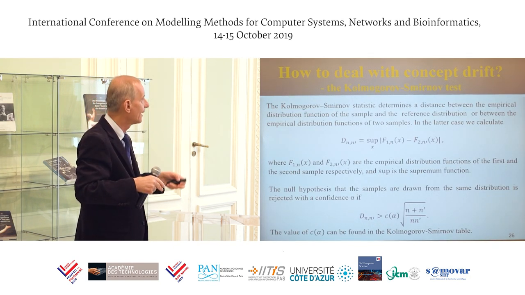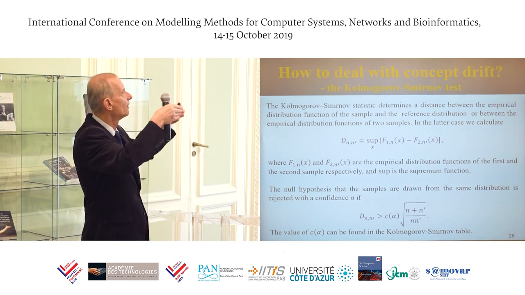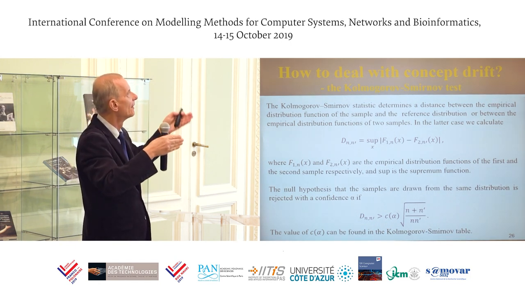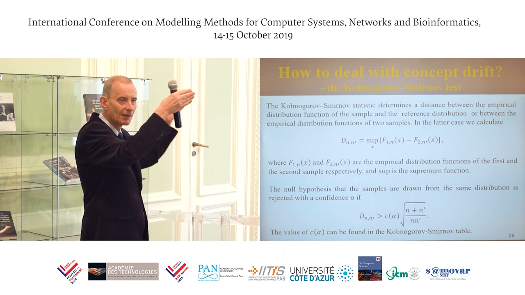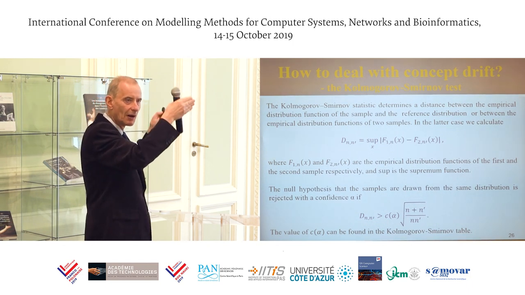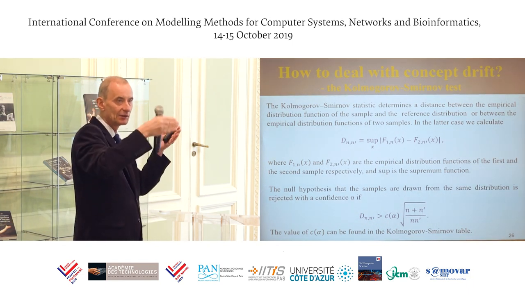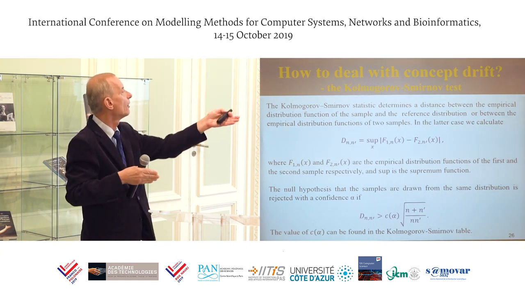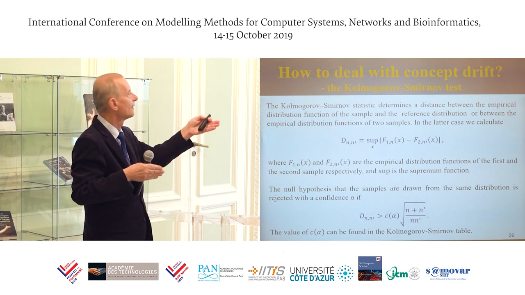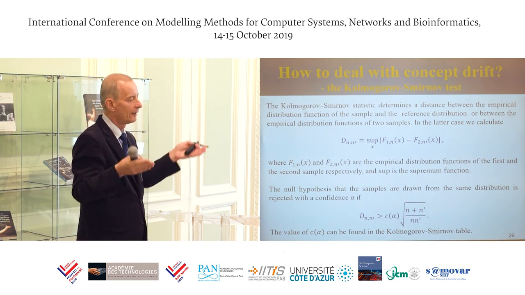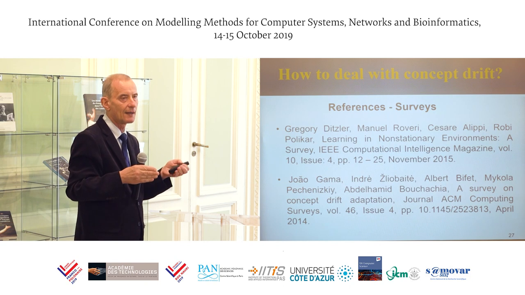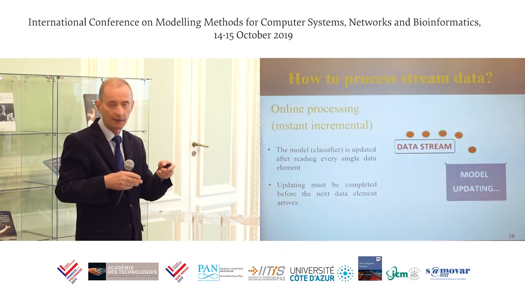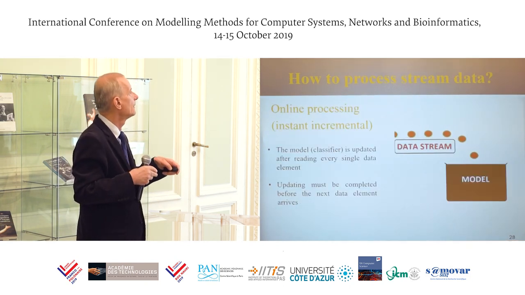Or another approach: take the estimated distribution and check the difference between the distribution of one part of the data and the distribution of another part of the data. In this case, they use the Kolmogorov-Smirnov test, a very commonly used method. Nothing sophisticated here. There are some references.